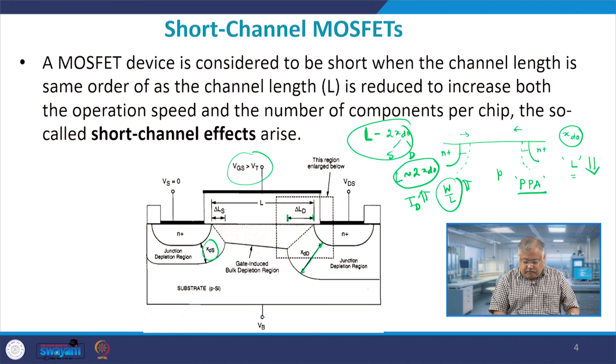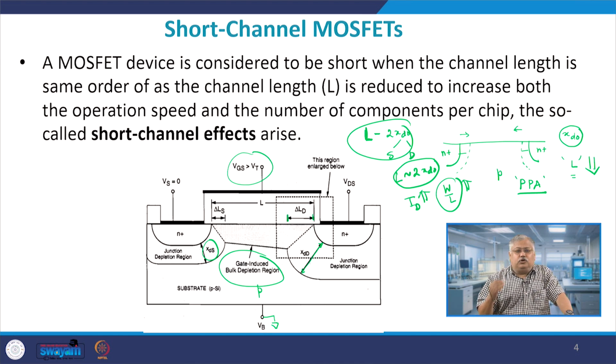Let us assume that your bulk is grounded and you have applied a positive bias. Since this is a p type substrate, you are basically reverse biasing it. As a result, there will be a depletion width. This is basically a gate induced depletion width, assuming that the source and drain are grounded. That is the reason it is written as gate induced bulk depletion region here.